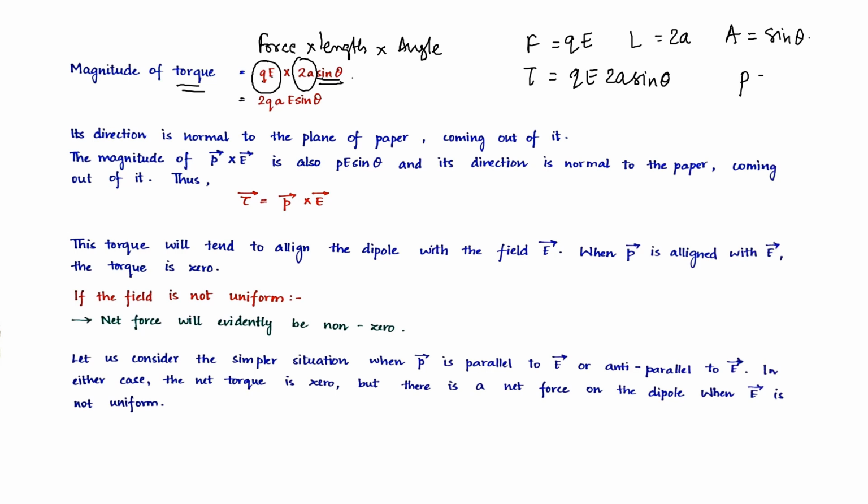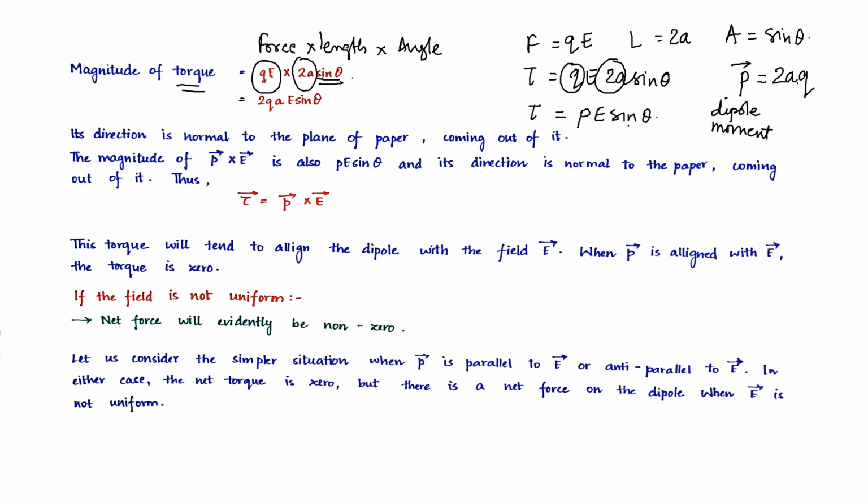What is the value of P? That is the dipole moment. It is given by 2A into Q. So this 2A and this Q will be replaced by P. So it will come out as PE sin theta.